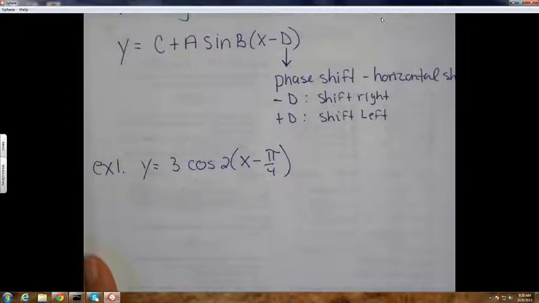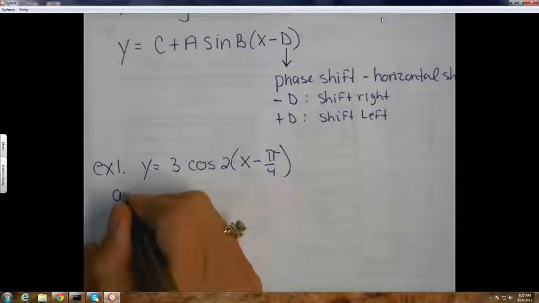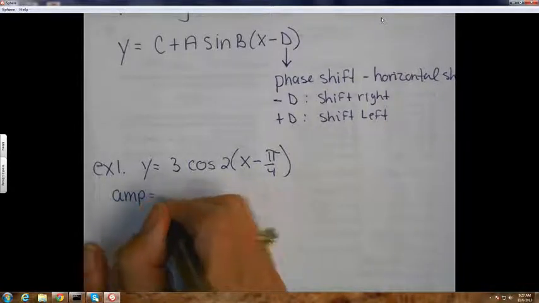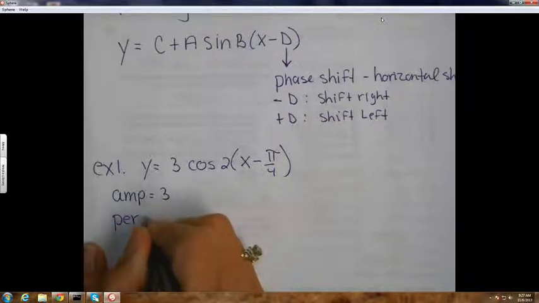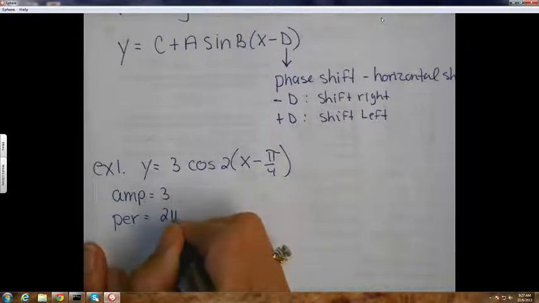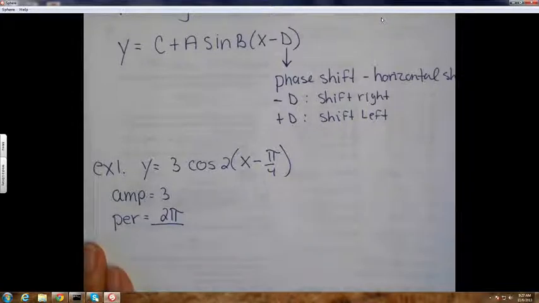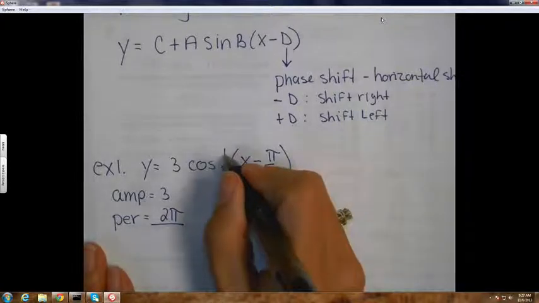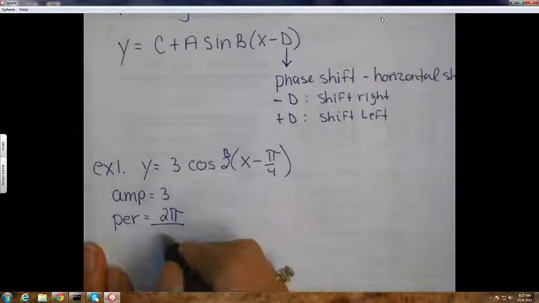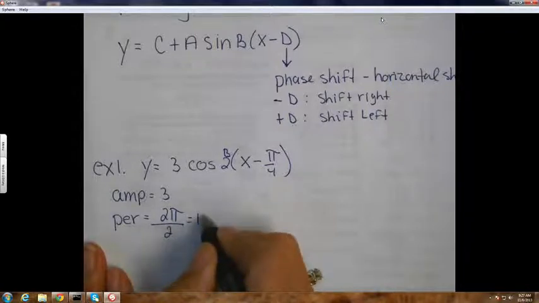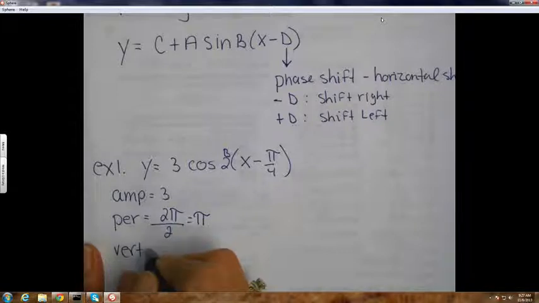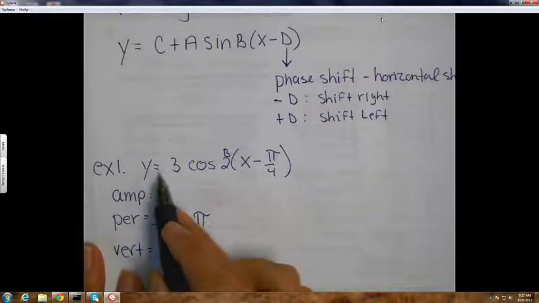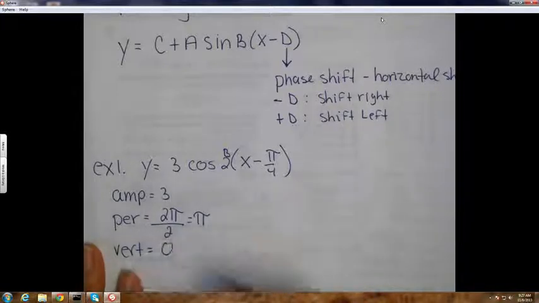Okay, let's start with our 4 things we should pick out. Amplitude first. What do we got for amplitude? 3. Period. 2 pi divided by the b. Where's my b? The 2 that's sitting right here is the b, out in front of the parentheses. So the period is pi. Vertical shift. None. There's no number added to this situation, so no vertical shift.